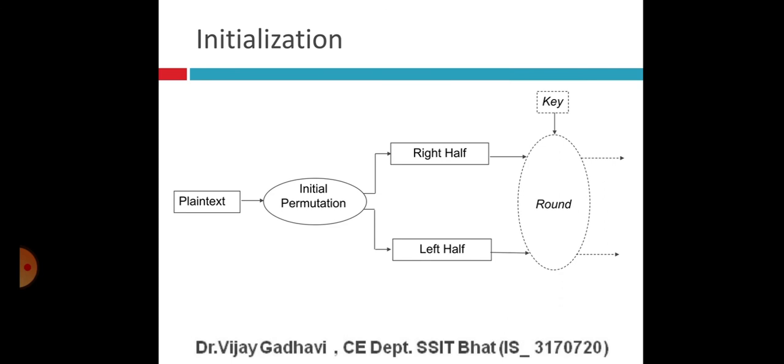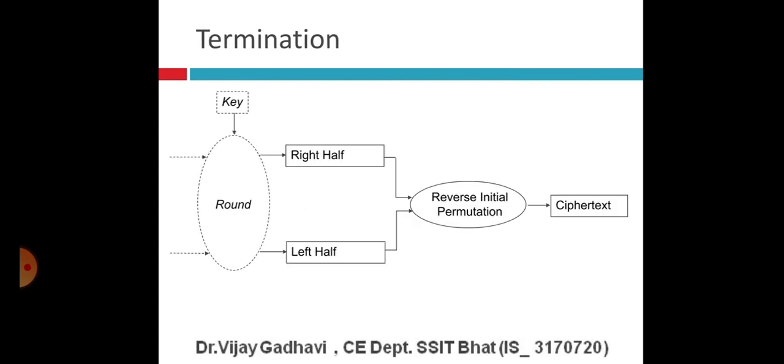Initialization process: the plain text, initial permutation, then right half and left half. We can apply the number of rounds. There are 16 rounds. You also apply 48-bit keys, with 8 bits considered as parity, and you can initialize the entire process. These are the steps you must memorize. This is also important in the GTU examination. Then the termination process: after initialization, we apply the multiple rounds. There are 16, with 48-bit keys, right half, left half, then the reverse initial permutation, and you get a ciphertext. This is our output.